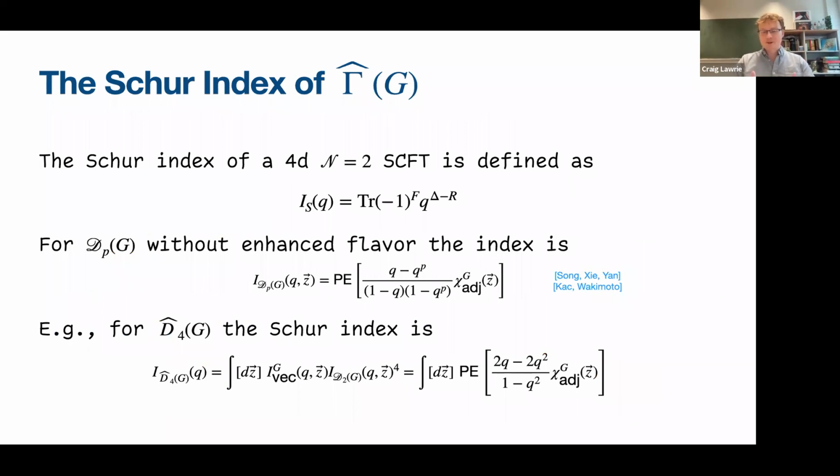Remember, we're thinking at the moment just about some interesting features of these gamma hat G theories which I told you about. So the Schur index of a 4D n equals 2 SCFT is defined in this way. And the index is known for theories without enhanced flavor in work by these authors. And so it's straightforward to compute the Schur index for, say, D4 hat G, which is this expression here. So I have to ask, does this look familiar? Perhaps it does, perhaps it doesn't. If it doesn't, I won't hold you for too long.